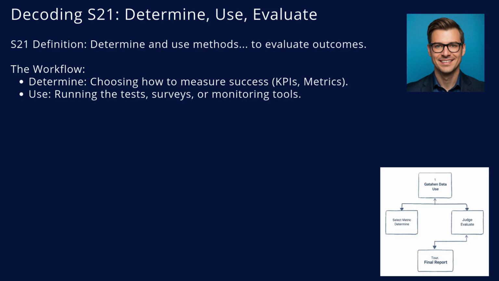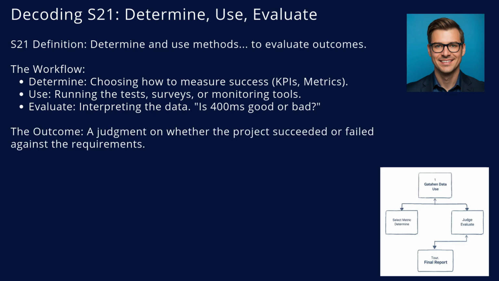Second, you use the method. You run the performance test script. You send the user feedback survey. You collect the data. Third, you evaluate. You look at the data and make a judgment. We aimed for 200 milliseconds latency, but got 400 milliseconds. Why? The outcome of S21 isn't just a number, it's a conclusion.